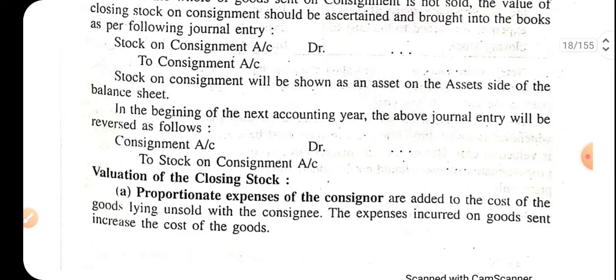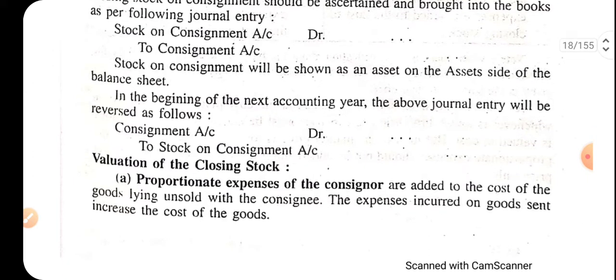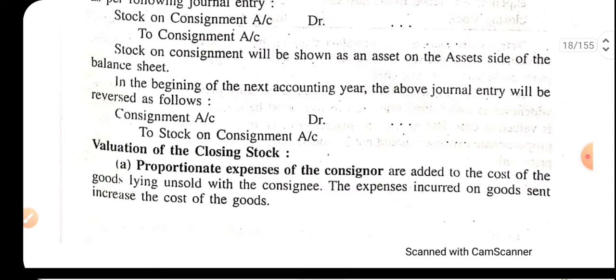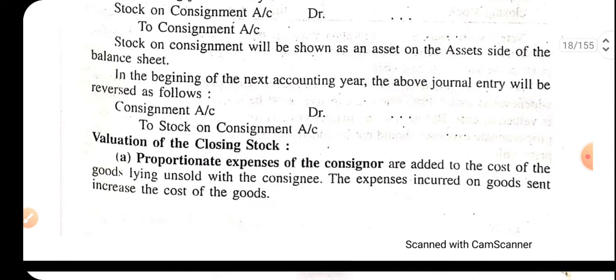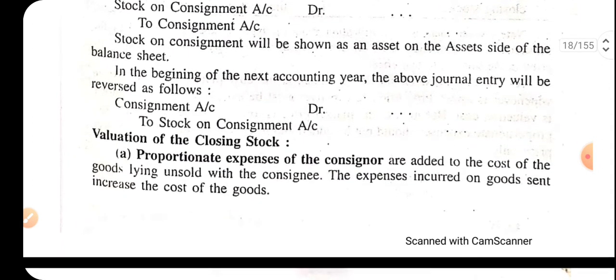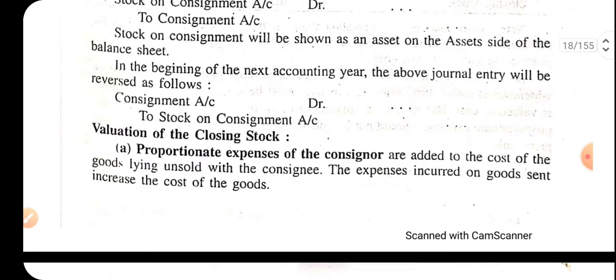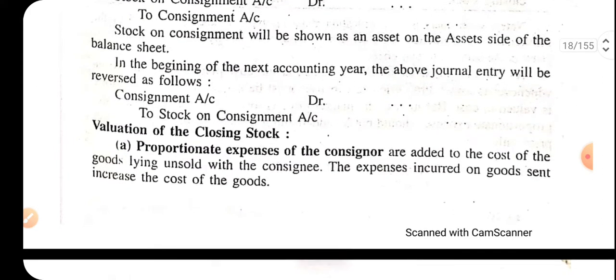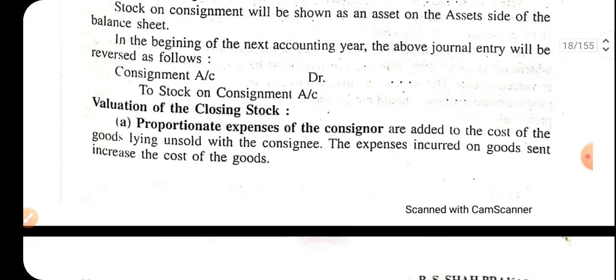The journal entry for closing stock is: Stock on Consignment Account debit, to Consignment Account credit. It means in the books of the consignor, the consignment account that we are preparing gets the credit effect of the same transaction. Stock on consignment will be shown as an asset, on the asset side of the balance sheet.